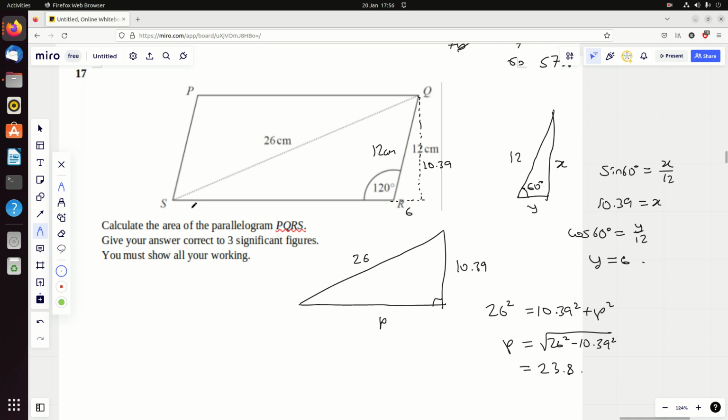Now, why is that useful? Well, the way to work out the area of a parallelogram, and probably I should have said this at the start, one easy way of doing it is base times height, yeah? And I mean base times perpendicular height.